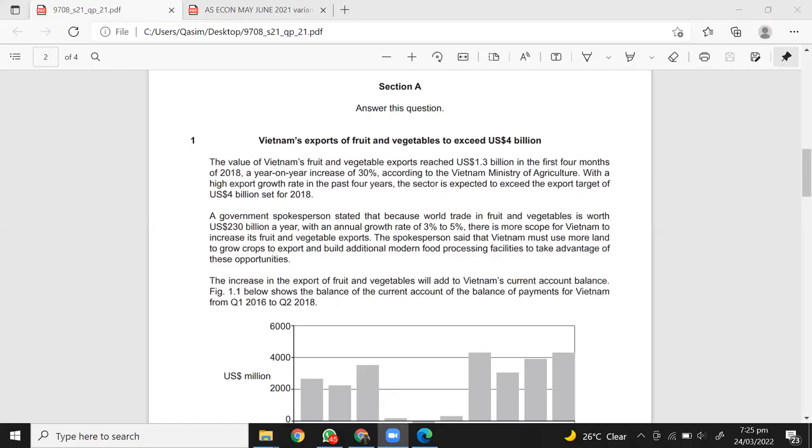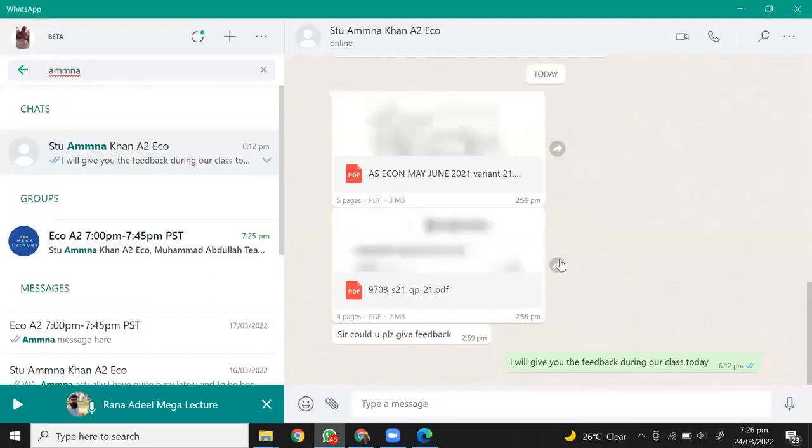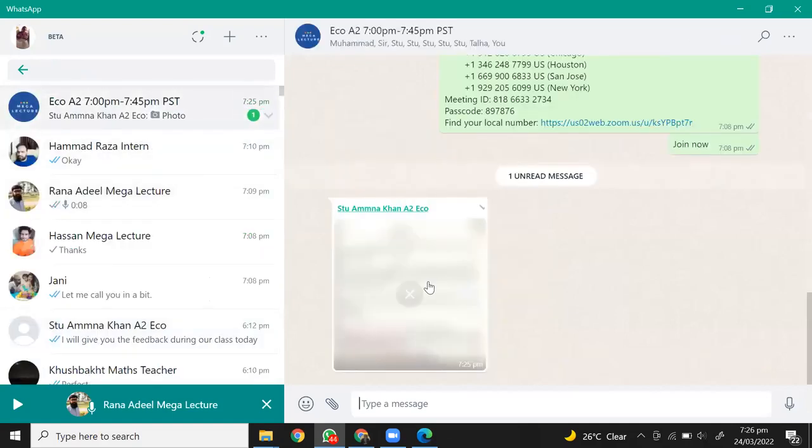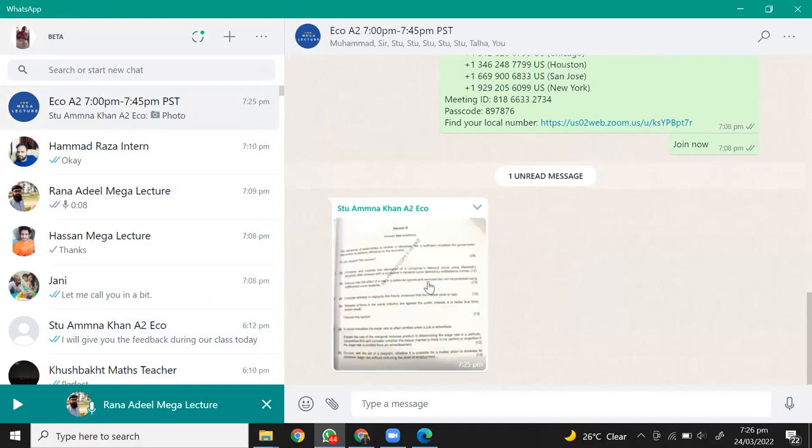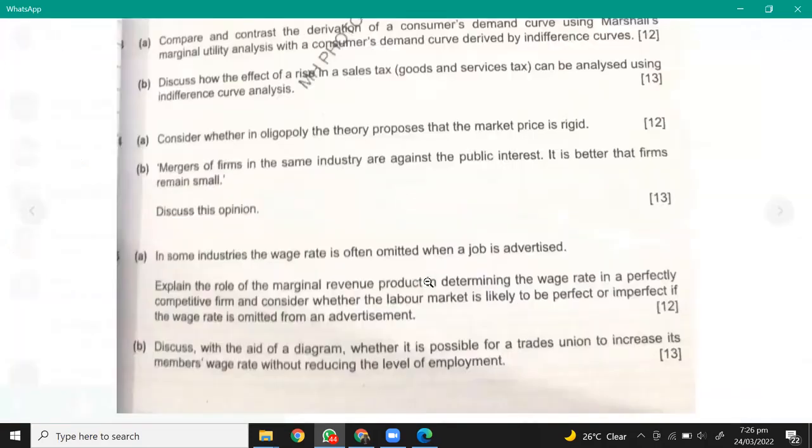Definitely do that. Okay, now let's see what Amna has shared, right? Amna has shared in the group, so let's open that. Okay, right. So here it is.